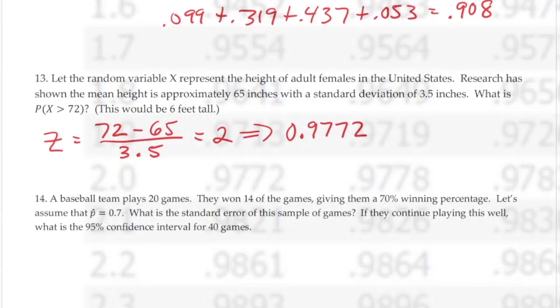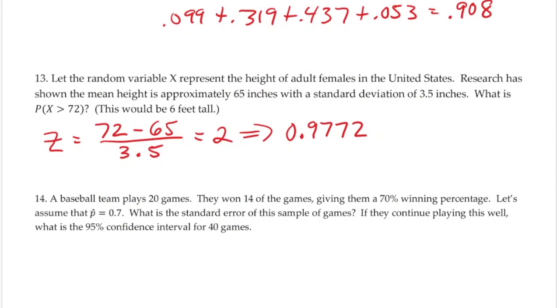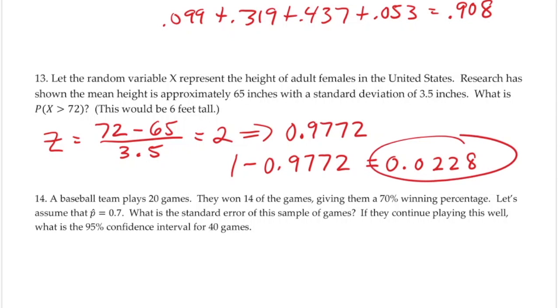0.9772. But then I have to ask myself, is that the answer to the question? Is that the probability that the randomly selected person would be greater than 72 inches? False. That is the probability that a person would be less than 72 inches. So I need to subtract from 1. And there's the answer. About a little over 2% of adult females are at least 6 feet tall.